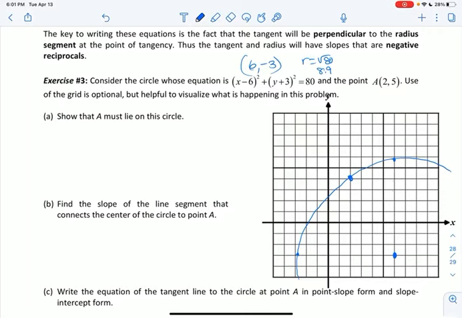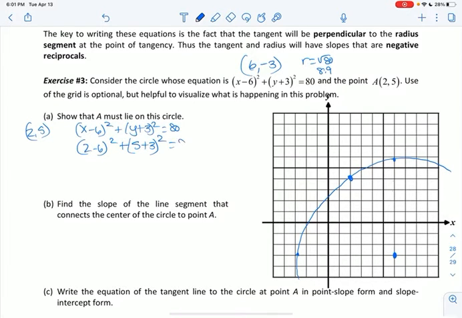Show that A must lie on this circle. Well, in order to do that, I'm just going to take my equation, which is (x minus 6) squared plus (y plus 3) squared equals 80, and I'm going to plug in point A. So point A was (2, 5). So I'm going to plug in 2 for x and 5 for y. So 2 minus 6 is negative 4, but remember I'm squaring it. 5 plus 3 is 8. Negative 4 squared is 16. 8 squared is 64. And yep, 80 equals 80. Perfect, so that point lies on there.